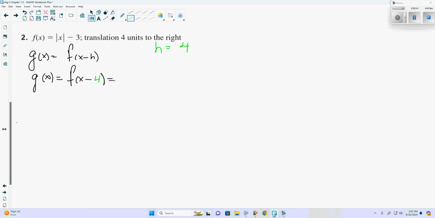Now we don't have f of x anymore because this x has been replaced with x minus 4, which means every x in the function has to be replaced with x minus 4. So when we do this, we'll have the absolute value bar still. But instead of x, we have x minus 4. Absolute value bar minus 3. So everything else stays the same. We're just taking that x and replacing it with what's inside our parentheses for f of x.